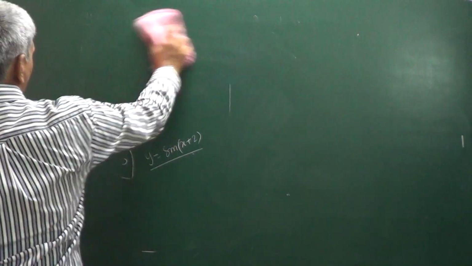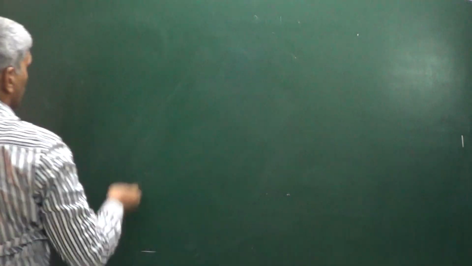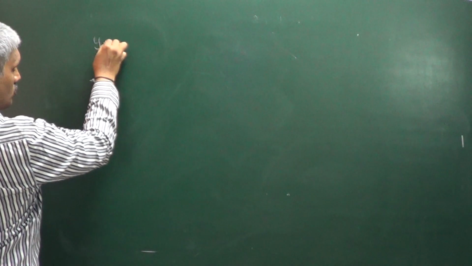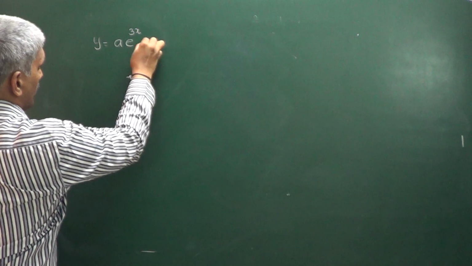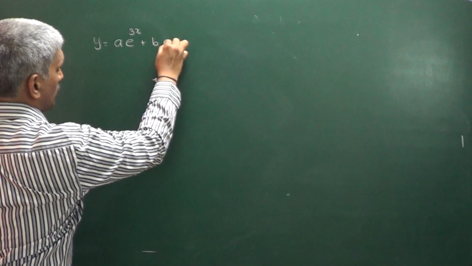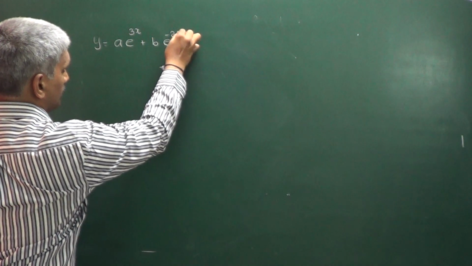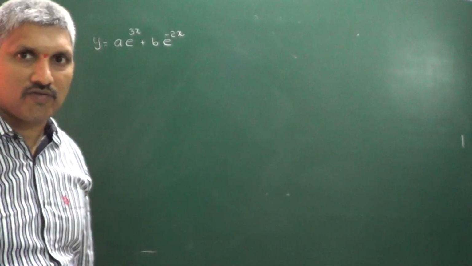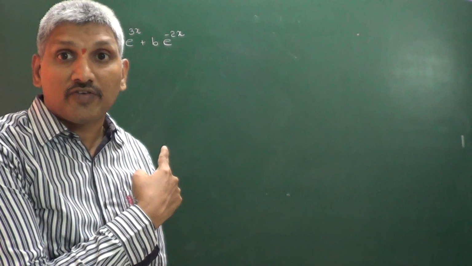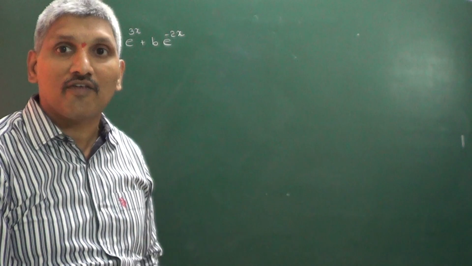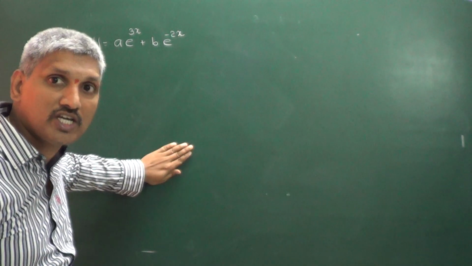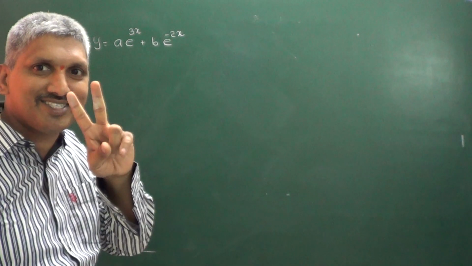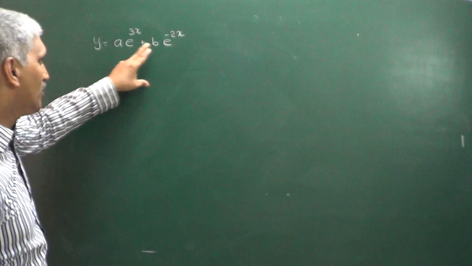So the question is given as y is equal to a into e to the power of 3x plus b into e to the power of minus 2x. So that is the given curve equation. We have to find the differential equation for this family of curves. Can anyone say, for this family of curves, what is the order of the differential equation? Order is equal to 2, because the number of arbitrary constants is equal to 2.